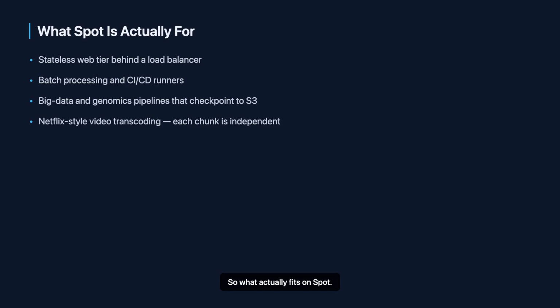So what actually fits on Spot? Stateless web servers behind a load balancer. When one dies, traffic just shifts. Batch processing jobs, continuous integration runners, anything that can be retried cleanly. Big data and genomics pipelines that write checkpoints back to S3, so a lost worker just resumes from the last saved point. And the textbook example, Netflix-style video transcoding. Each chunk of video is independent, the work is stateless, and if a Spot instance disappears mid-encode, Amazon Web Services just reschedules that chunk somewhere else.